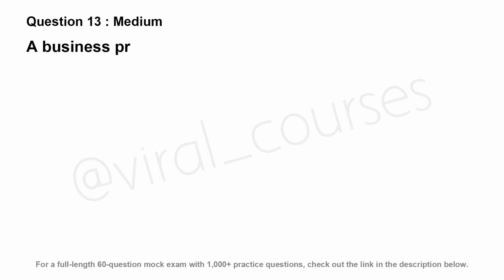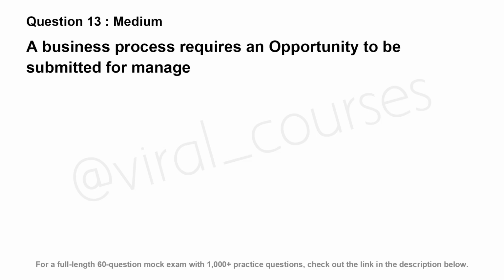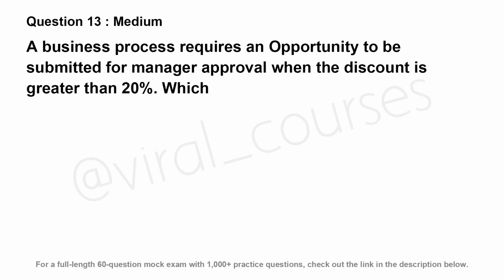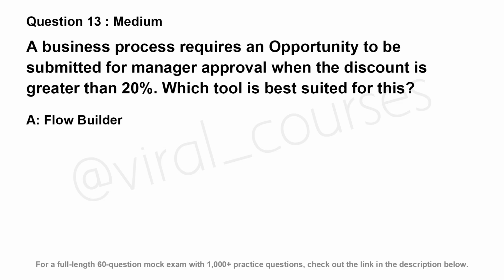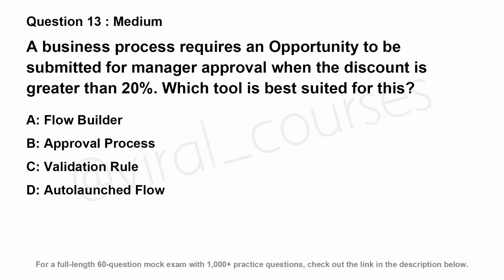A business process requires an opportunity to be submitted for manager approval when the discount is greater than 20%. Which tool is best suited for this? Option A. Flow Builder. Option B. Approval process. Option C. Validation rule. Option D. Auto-launched flow.